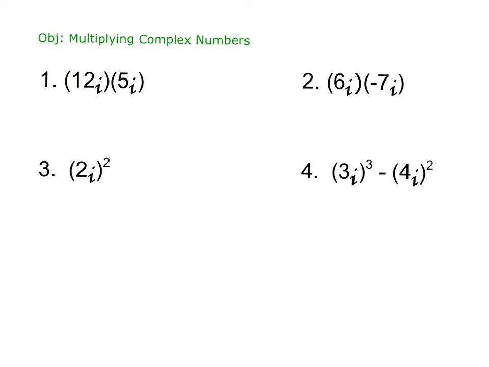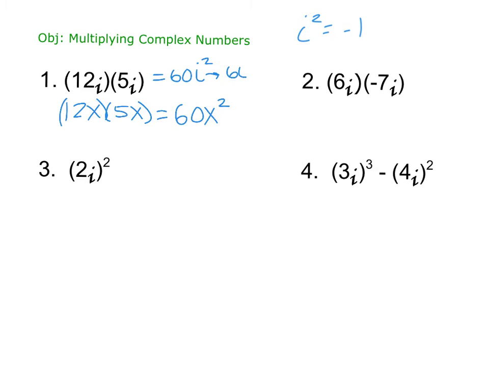Okay, so I want you to treat these like an x. So what would you get if you had 12x times 5x? 5 times 12 is 60, x squared. But it's not an x squared, it's an i, right? So this is 60i squared. But now, what do we know? i squared equals -1. So then we have 60 times -1. So our answer is -60. Good. So now that you've seen that one, you should be able to go through and see if you can figure out the rest of these.